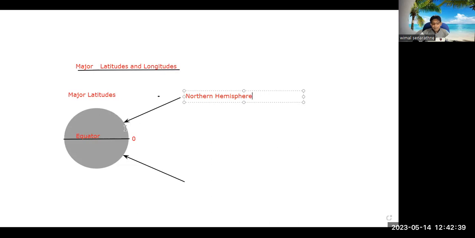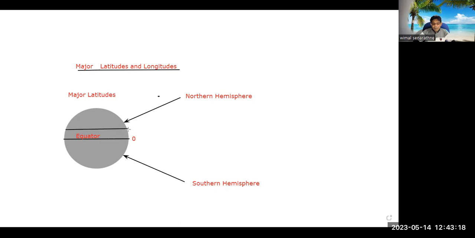So this is the northern hemisphere. Right? Then this one is called southern hemisphere. This is the southern hemisphere, half of the globe. Right? Then it is very important, you must remember, the equator divides the globe into two. Okay, the equator divides the model globe into two as northern hemisphere and southern hemisphere. Okay, right.